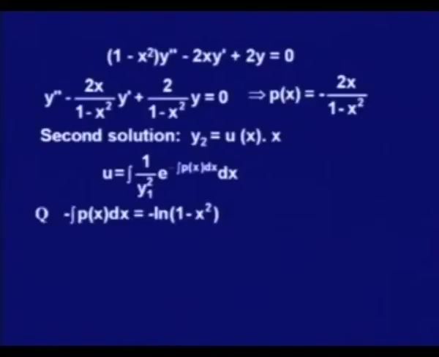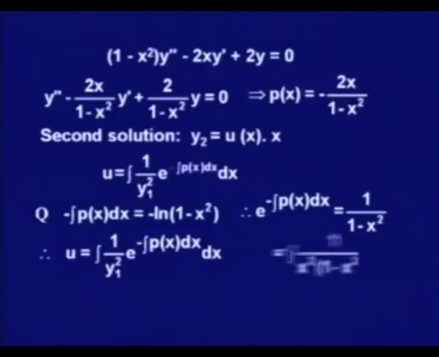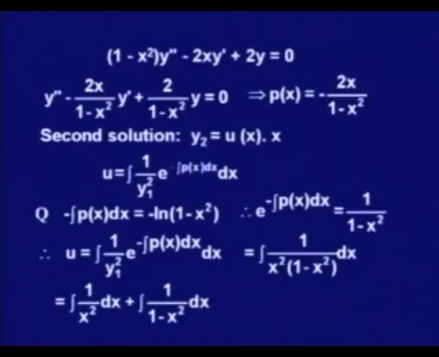So, what is integral of minus p x dx? This is minus log of 1 minus x square. Hence, e to the power minus integral p x dx would be 1 upon 1 minus x square. So, what will be u? I am substituting all these in the formula. Y1 is x square, so it should be the integral of 1 upon x square times 1 minus x square with respect to x. Of course, we have to do the partial fractions first: 1 upon x square dx plus 1 upon 1 minus x square dx.